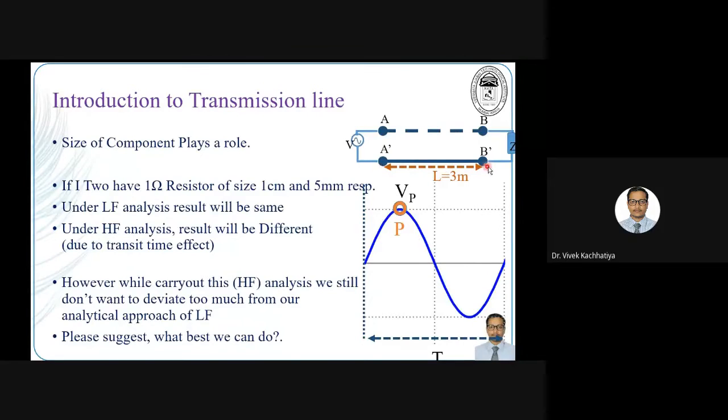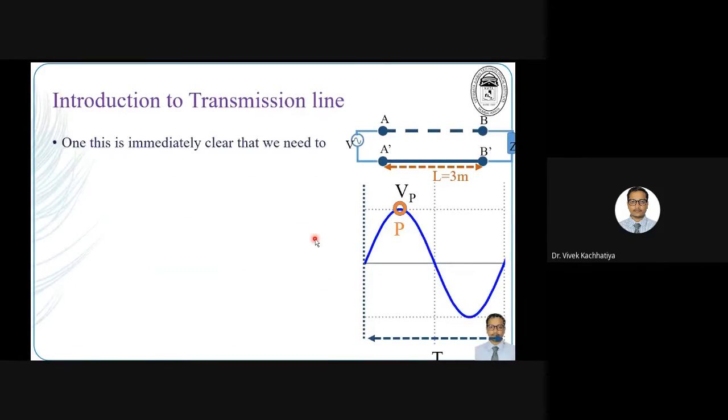This length, no, length also we can't change. But to do analysis, we can divide this bigger length into some small portions. That small portion should be so small that when I compare it with lambda, my lambda looks very much bigger than that delta L. So for that small section, my transit time effect will be negligible. So one thing is immediately clear: we need to divide this wire into small sections of delta L.